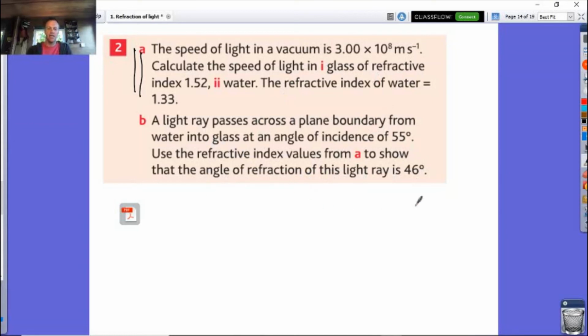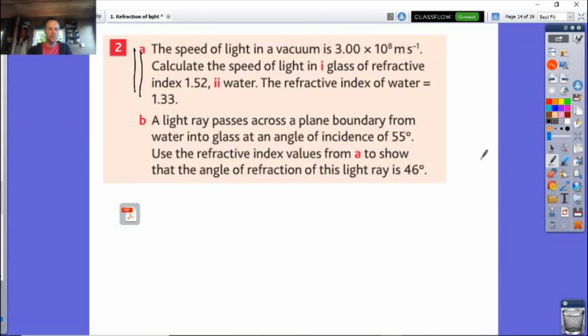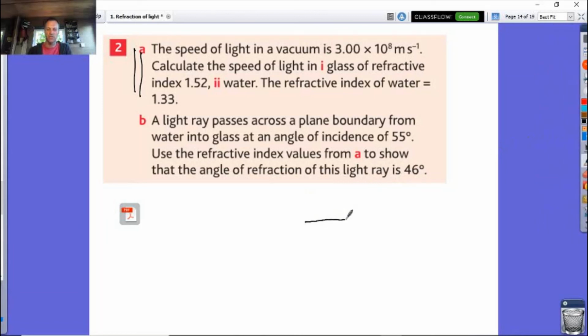But the bit I'm interested in, first of all, in this question here, is that light travels across a boundary from water into glass. So here's going to be your normal, and there's the light coming in like this. It's going to then refract towards the normal, like that one here, going through. I'm going from water to glass, and because the refractive index is bigger, the glass is going to bend the light towards the normal, because the water is given as 1.33 and the glass is 1.52. Greater refractive index, therefore it bends towards the normal.